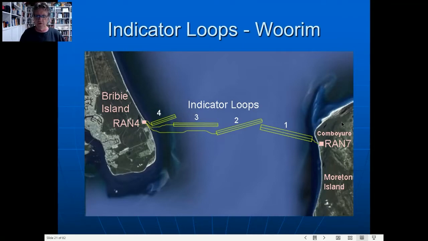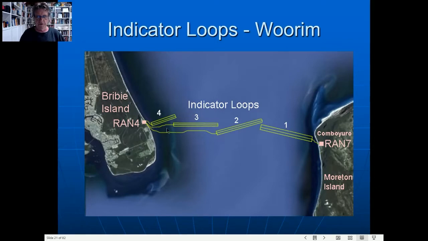Over here on Moreton Island, at a place called Comburo Point, there was one loop hut, with one loop galvanometer machine in it, and that was called Royal Australian Navy Naval Station number 7.